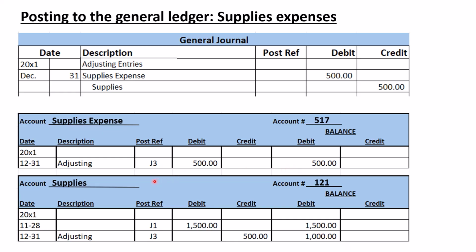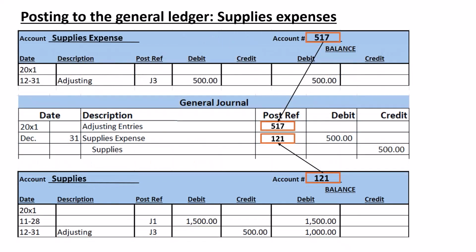The next account we now need is supplies. The account already has activity and a balance of $1,500. So let's write the date of 12/31 into the date column of the supplies account, "Adjusting" into the description, the journal page J3 into the posting reference column, and $500 into the credit column. We now need to calculate the new balance, which is $1,000. Once the entry is posted, we update the posting reference column of the journal entry to show the account numbers 517 and 121 of the accounts.